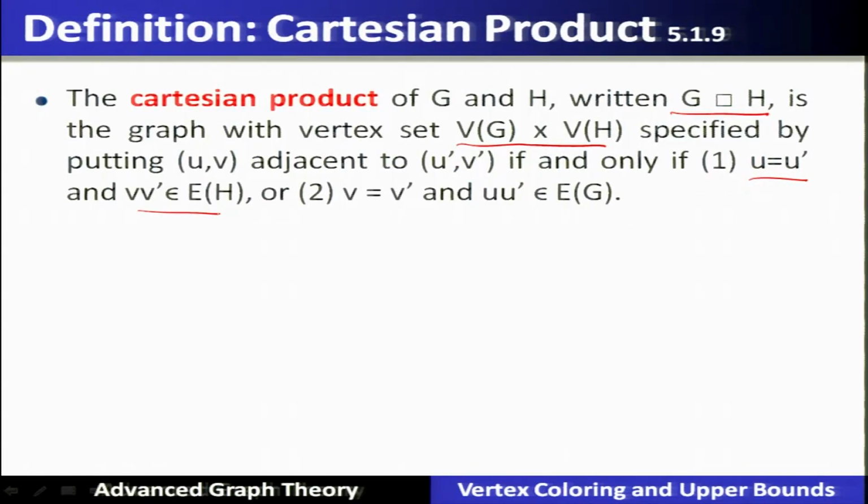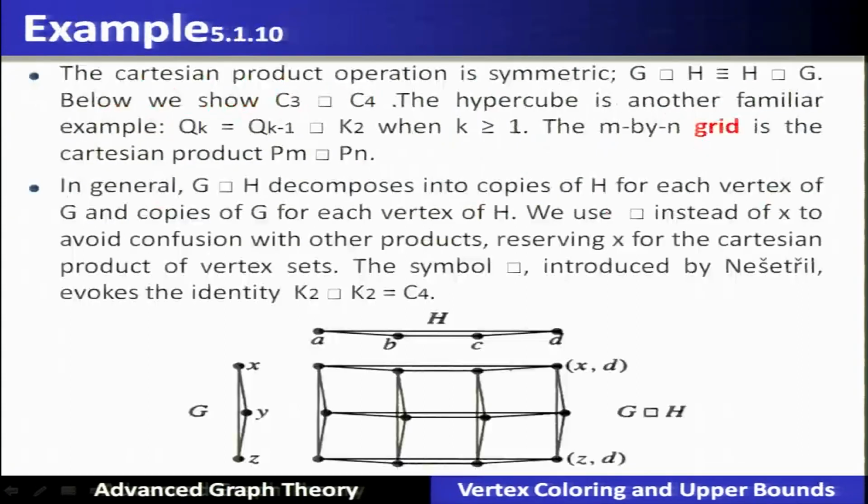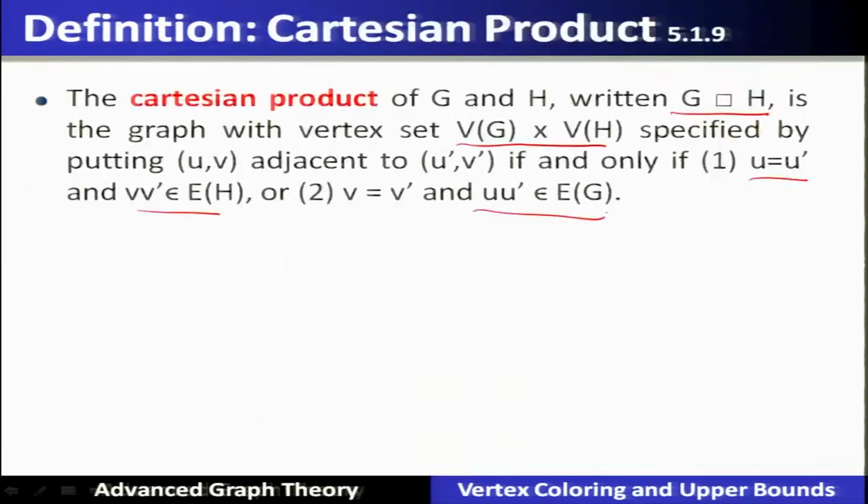Similarly, v is equal to v prime and u prime has an edge in G. So, this is the example of such construction, but let us see another example. So, this is C3 cycle, and let us take a C2 cycle and let us draw a cross product of C3 Cartesian product C2.